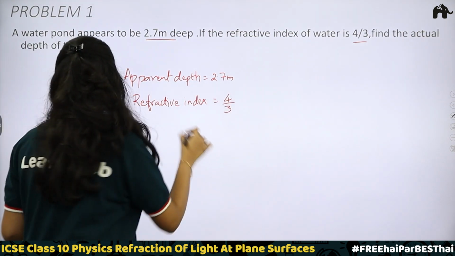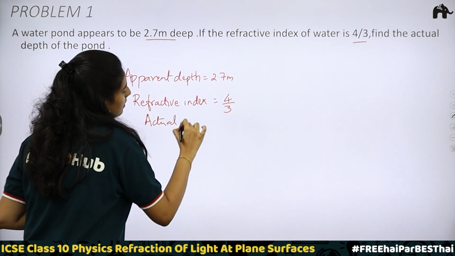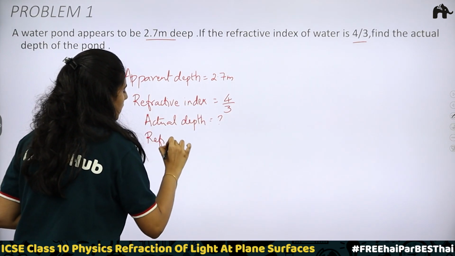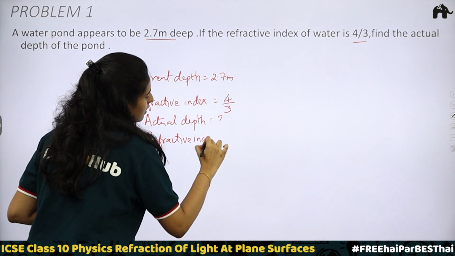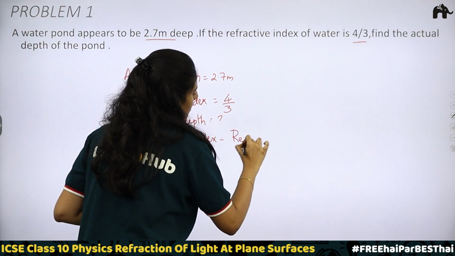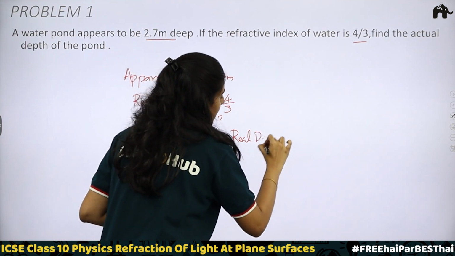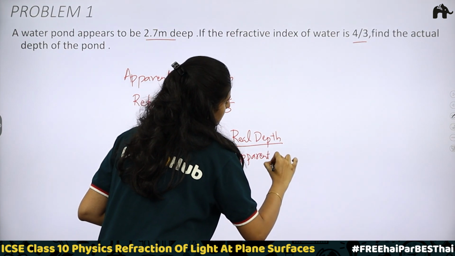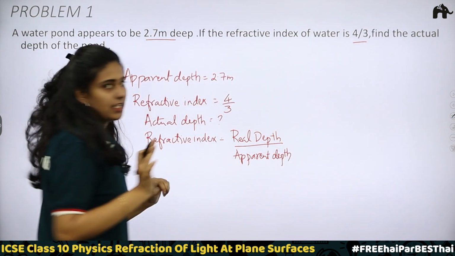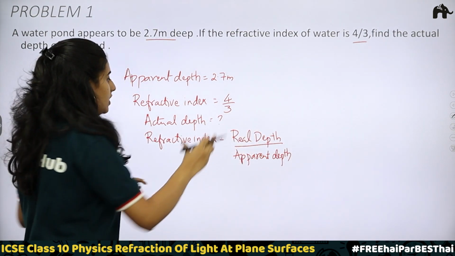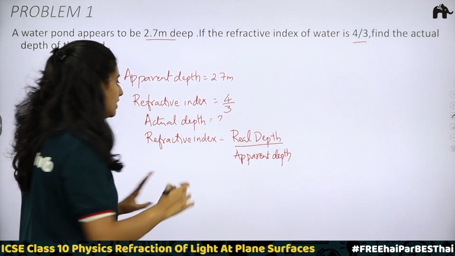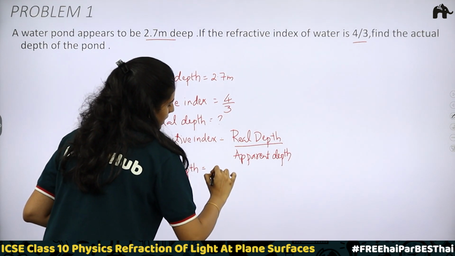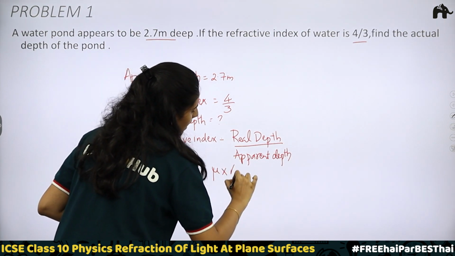We need to find the actual depth. How to find actual depth? We have the relation: refractive index is equal to real depth divided by apparent depth. What we need to find is the real depth, right? We need to find the actual depth or the real depth. How to find? Real depth will be equal to refractive index mu into apparent depth.